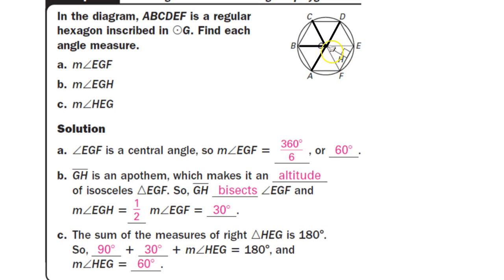How do we know that? 60 degrees, 60 degrees, 60 degrees. Remember, equilateral triangles are equiangular as well. Okay, so again, these are things you're going to need to do in the process of finding the area of a regular polygon.